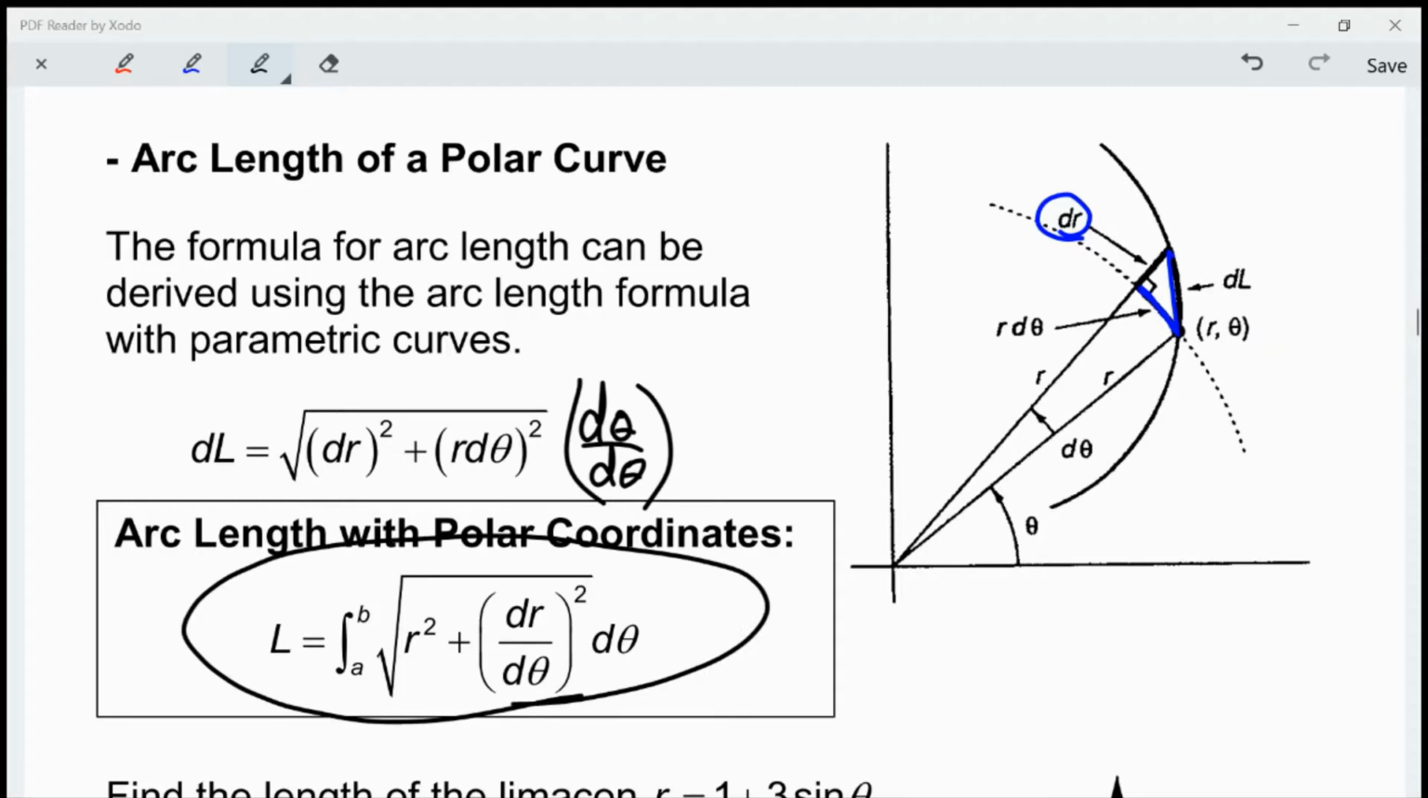So this is something you're probably going to want to memorize. You could go through and derive it, but the hard part is you're going to have a hard time remembering or figuring out where that r d theta comes from if you're trying to do that quickly on your own. So that's probably something you're going to want to memorize.